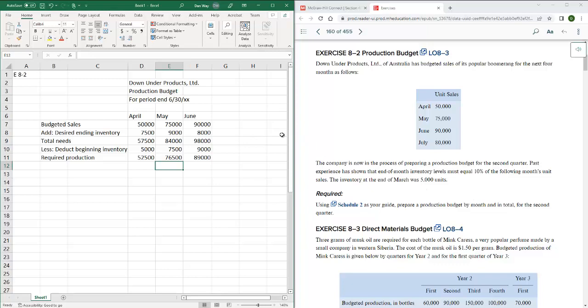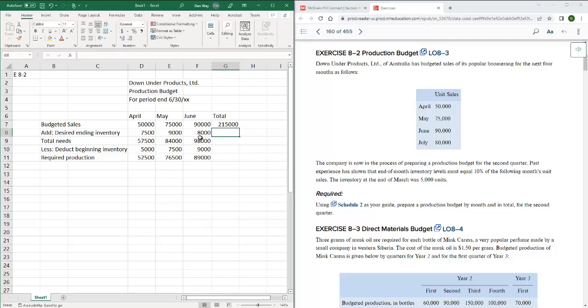But we also wanted to come up with a quarterly total, so let's do that as well. Our budgeted sales would just be the sum of sales across the 3 months. So I'm going to be explicit with the numbers again: 50,000, 75,000, and 90,000.